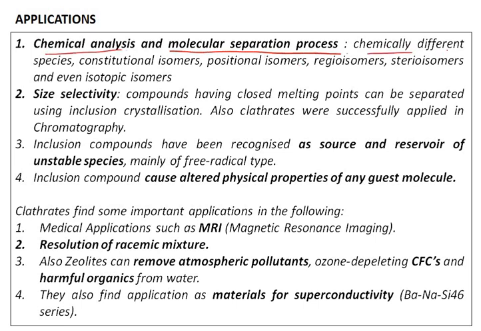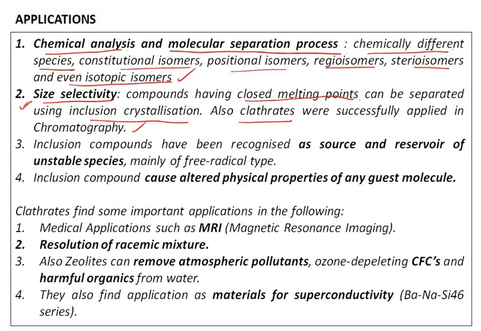Here, chemically different species, constitutional isomers, positional isomers, regioisomers, stereoisomers, and even isotopic isomers, such kinds of molecules can be separated on the basis of this particular principle. And this is very obvious, as this can give a size selectivity. Compounds having close melting points can be separated using inclusion crystallization. Also, clathrates were successfully applied in chromatography, right?